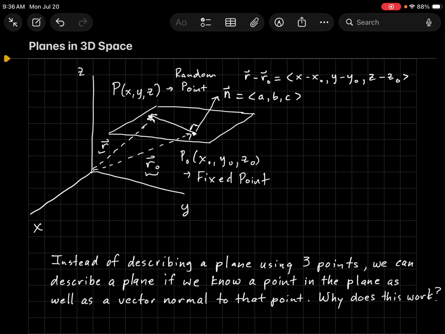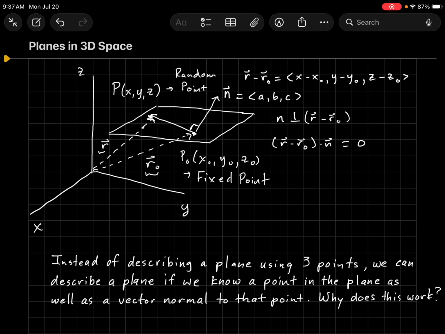We know, since n is perpendicular or normal to the vector r minus r naught, that the dot product of these two, and I'll put r minus r naught first, must equal 0, right? Because the dot product is related to the cosine of the angle. And if the dot product equals 0, then the cosine of the angle is 0, which means that the angle is 90 degrees.